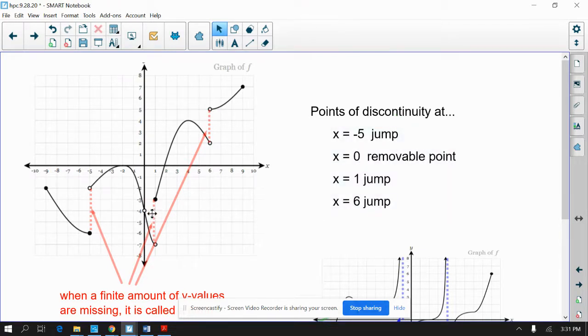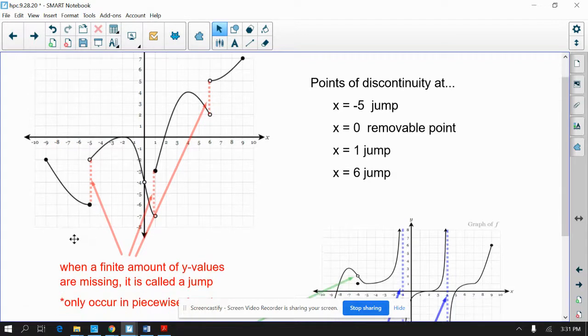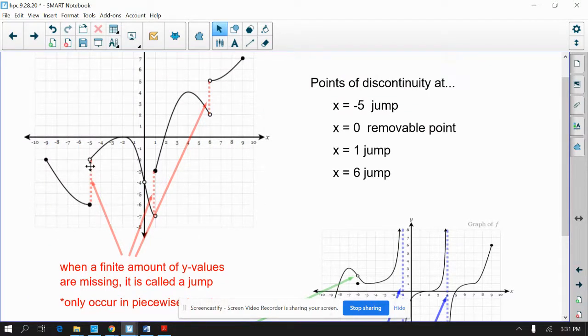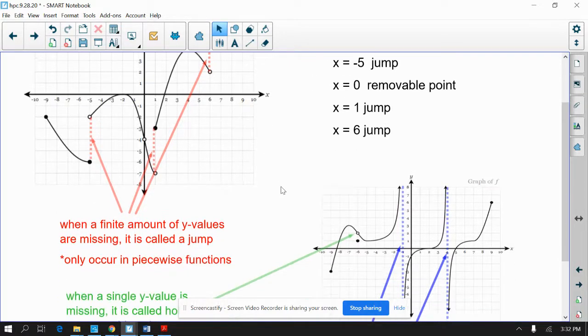Now the one at x equals 0 is a hole, a removable point, but the other 3 are different than the asymptotes. They're not vertical asymptotes, but rather we call them jumps. And they only occur in a piecewise function. It's the only time a jump will occur. The reason they're called jumps, I guess, is that there's a finite amount of y values between the two sections, whereas in an asymptote, there's an infinite amount.